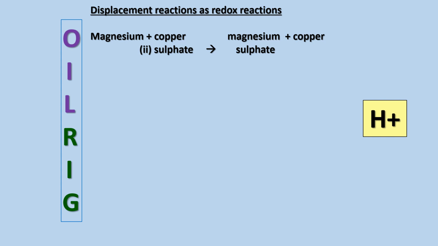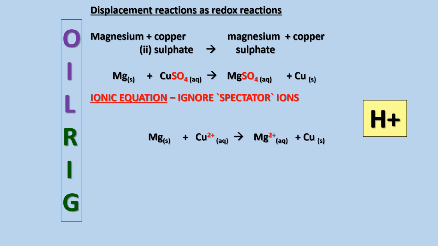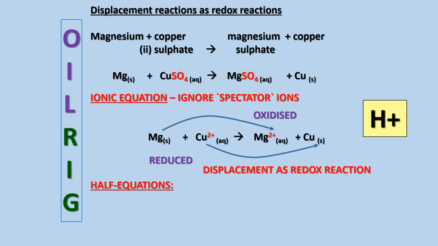Magnesium plus copper sulfate goes to magnesium sulfate plus copper. Symbol equation with the spectator ions in red because they're the same both sides, they're in compounds on both sides. We take them out. We're left with magnesium plus copper ions goes to magnesium ions plus copper. Magnesium is oxidized, copper ions are reduced, and we can use half equations to show that in more detail, to show exactly what's happening to the electrons.